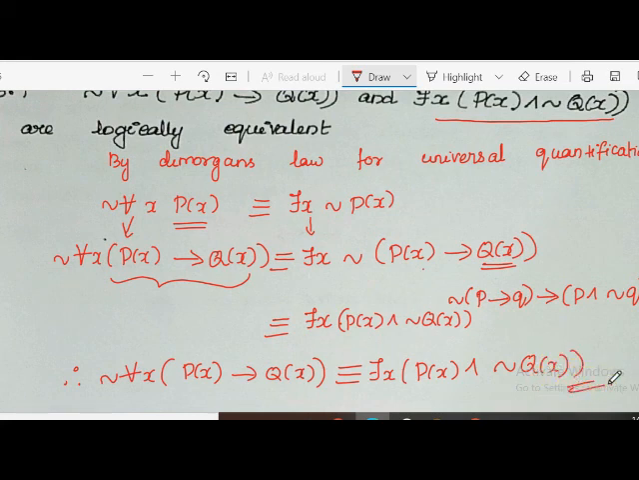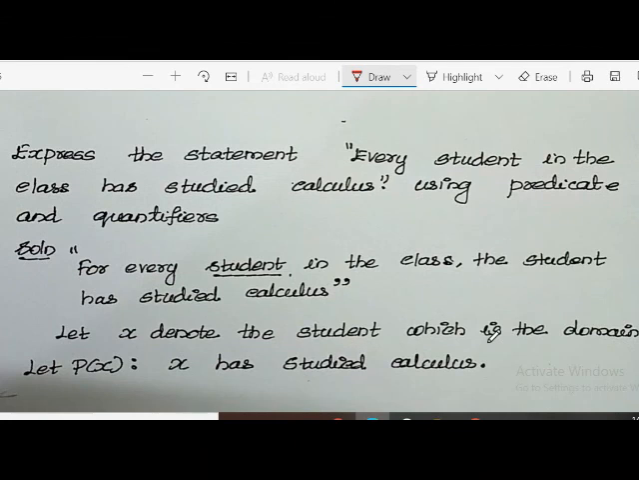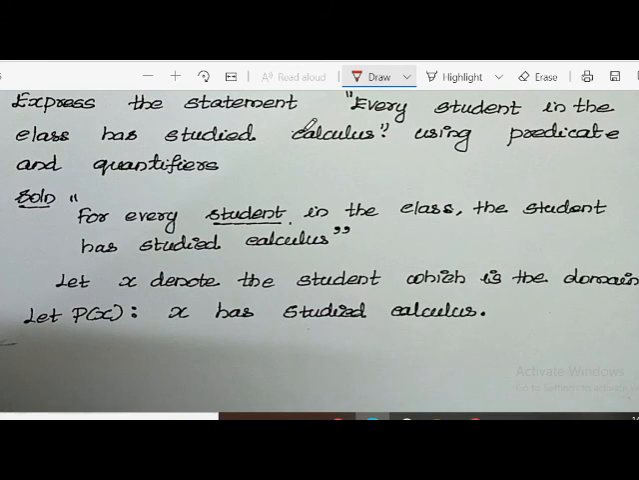So we can say that these two statements are logically equivalent. Now express the statement as every student in the class has studied calculus using predicate and quantifiers. So express the statement means you have to express the statement with respect to the conditional statement. So with respect to conditional statement we are going to express this. So every student in the class has studied calculus using predicate and quantifiers.